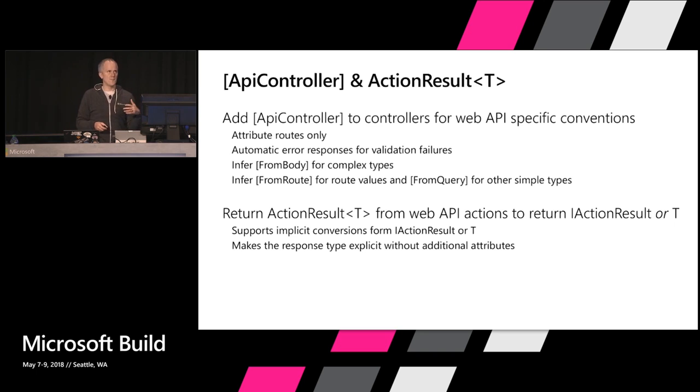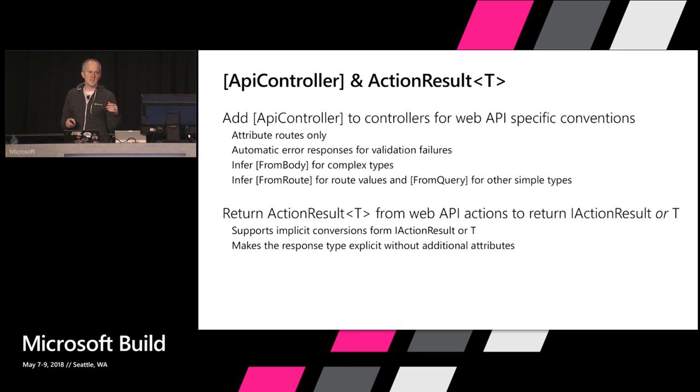We'll also require attribute routing, but we will handle validation errors for you. So you don't have to do that, like if ModelState isn't valid, then return a 400 bad request or whatever. We'll just take care of that. So you don't have to have that code in your apps. And yeah, that's what it does.